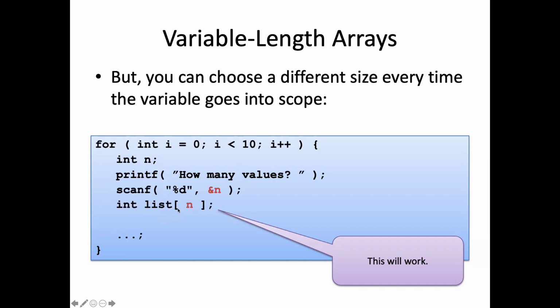Every iteration of this for loop can have an array that's a different size. You can't change the size of the array once you've made it. Here, I'm technically making a new array on each iteration of the loop.